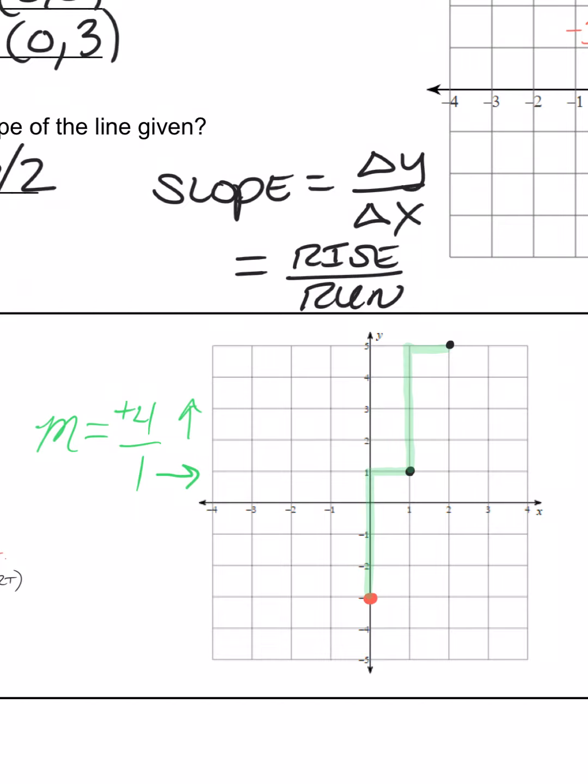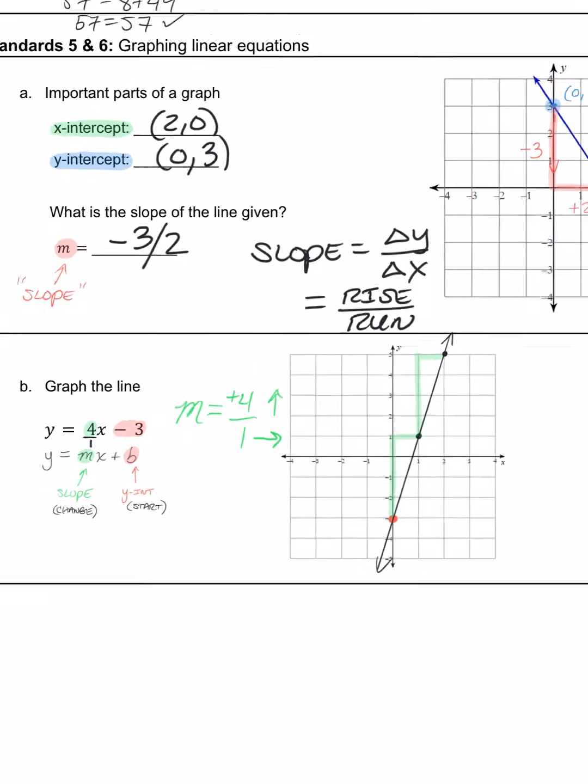Now I'm going to use a ruler and make a line through these points to demonstrate the linear relationship. Here is our line, and I want to make arrows on both ends indicating that we are going infinitely in both directions.